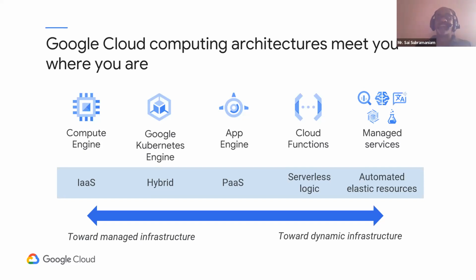Like that, you can say App Engine is a service through which you can get platform as a service. Like that, you have Google Kubernetes Engine. In short form, we call that GKE, which we refer to as hybrid. Whenever we say hybrid, it is the combined form of IaaS and PaaS. And moving towards the next one, what we call Cloud Functions.